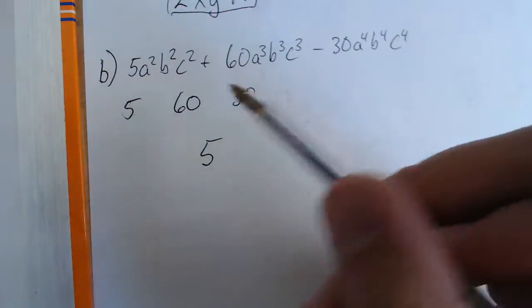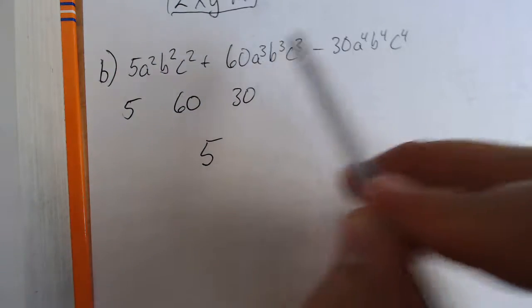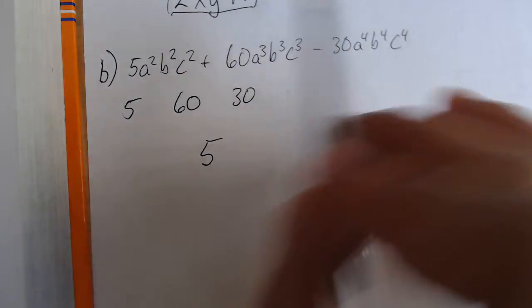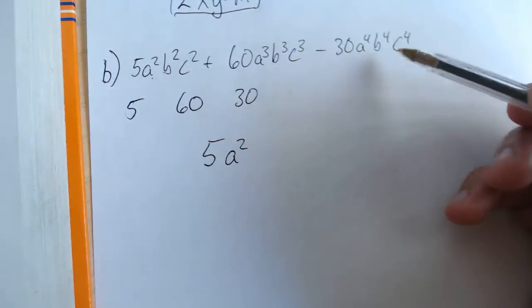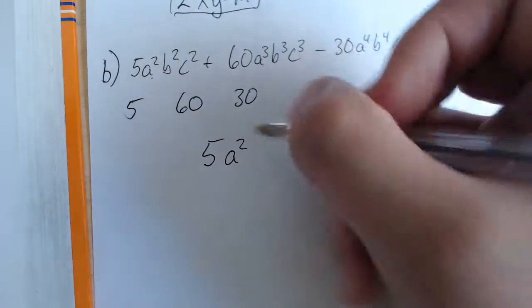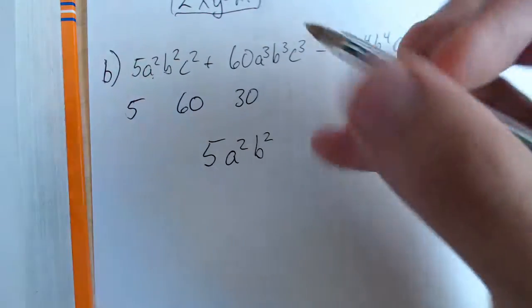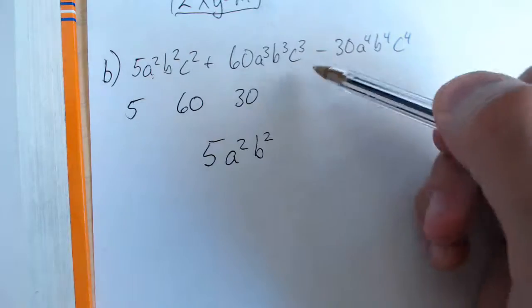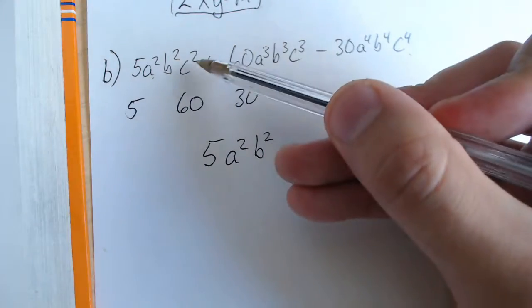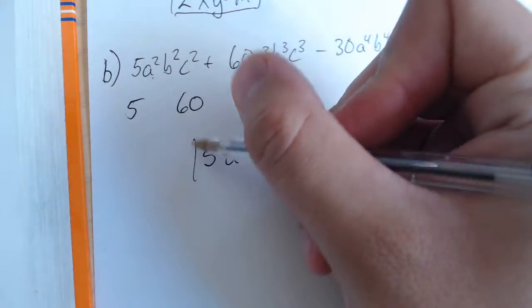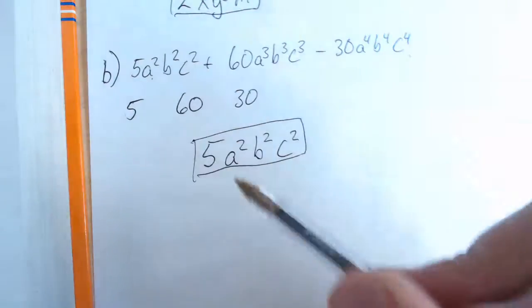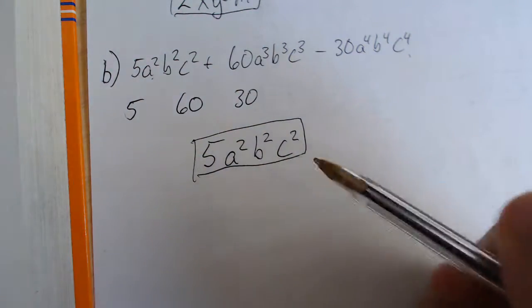Now let's look at the letters. We have A^2, A^3, A^4, the lowest exponent being A^2. So that's our greatest common factor. Now the B's, B^2, B^3, B^4. Again, the lowest exponent is B^2. And then the C's, C^2, C^3, C^4, the lowest exponent being C squared. And that makes our greatest common factor 5, A squared, B squared, C squared.